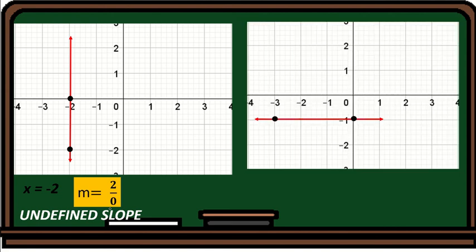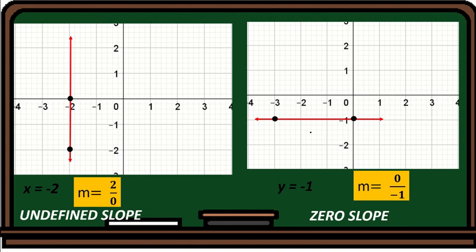So, dito naman, horizontal line that passes through negative 1 in the y-axis. So, you have y equals negative 1. Dito naman, wala ka ng up or down. Wala kang right. So, your rise is 0 and your run is negative 1, which makes your slope a negative slope.